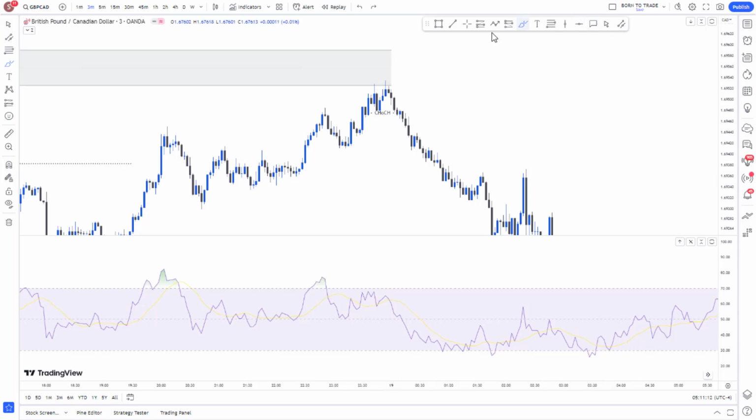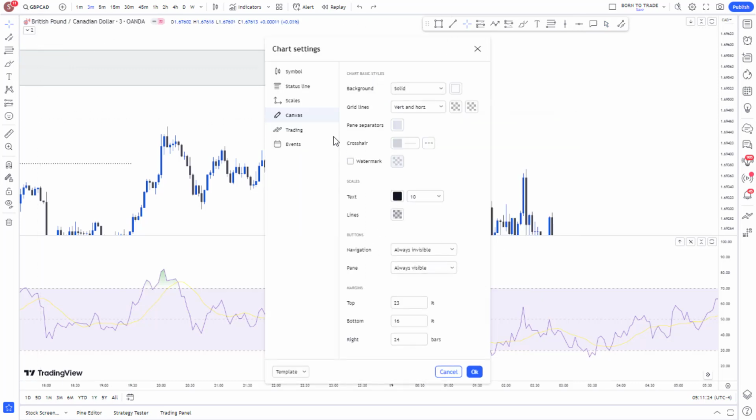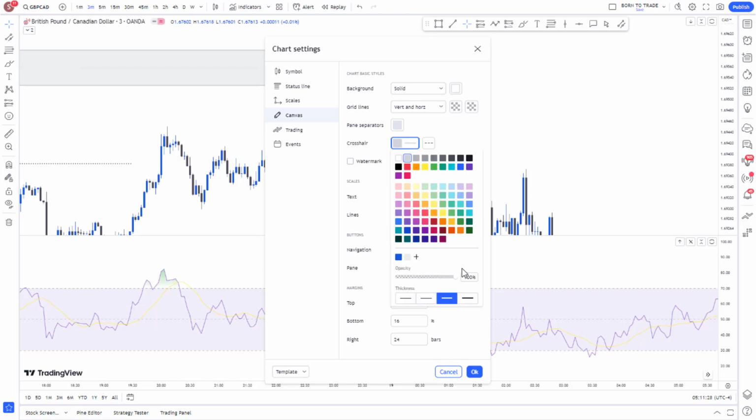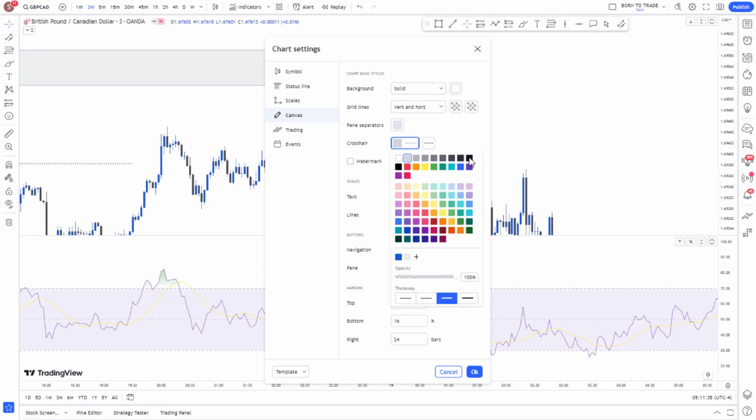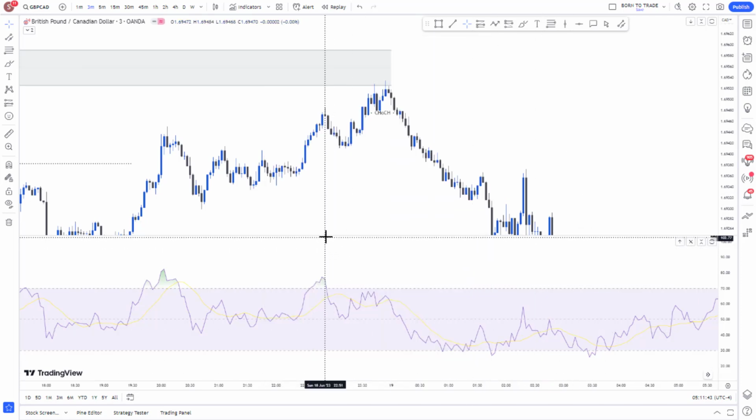So let me change the settings of this so you can actually see what I'm showing you. I have to use something bolder. Is this too bold? Not too bold. Dotted. Okay, now I have to use black. Or is it too bold? Okay, this is better now. I hope you can see it over here.